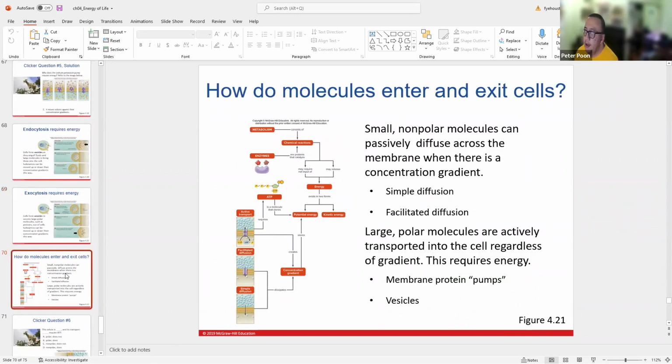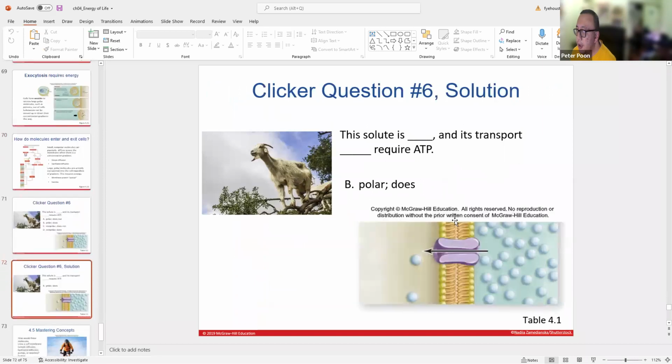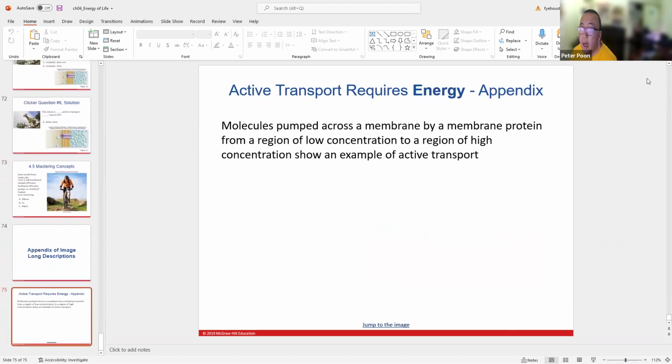Okay. All right. So here, small nonpolar molecules can passively diffuse across the membrane when there's a concentration gradient. This is simple diffusion or facilitated diffusion. Large polar molecules are actively transported into the cell, regardless of gradient. This is the membrane pumps. This is the vesicles. Okay. Hopefully that makes sense.